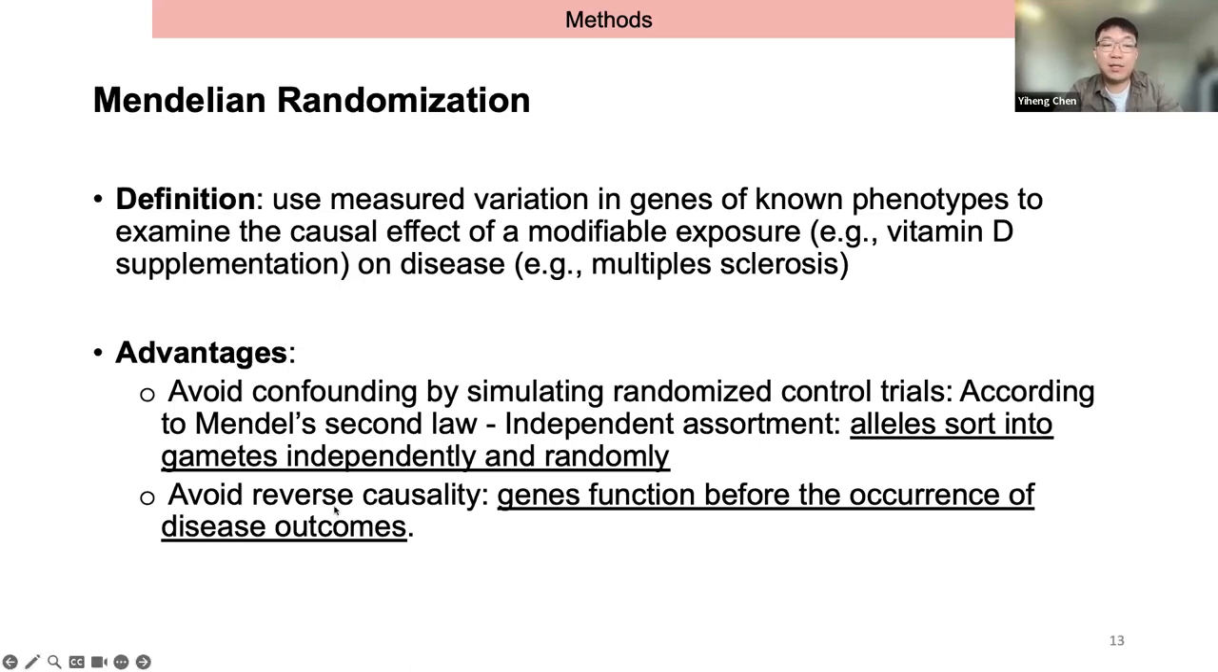Another advantage is that it can avoid reverse causation, partly because genetic effects usually happen before the occurrence of the disease. Since we know the genetic variants are related to metabolites, and they are near the gene that encodes an enzyme or transporter for vitamin D, they are likely to first influence the vitamin D levels, then influence the disease outcomes.